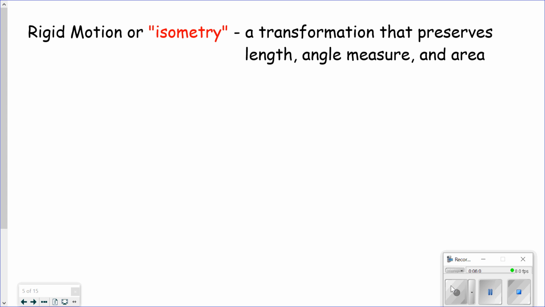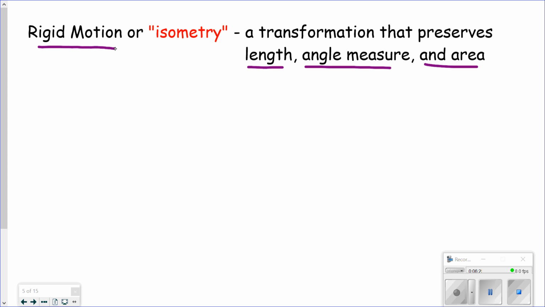A rigid motion, or isometry, is a transformation that preserves the length, angle measures, and area. So it just means the shape does not change. In our first example, where we just moved our triangle to the left and down, that was a type of rigid motion. We didn't change the size of the triangle, we just moved it around.